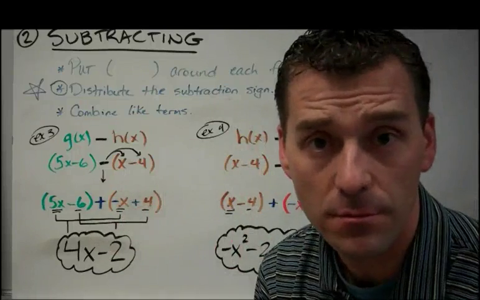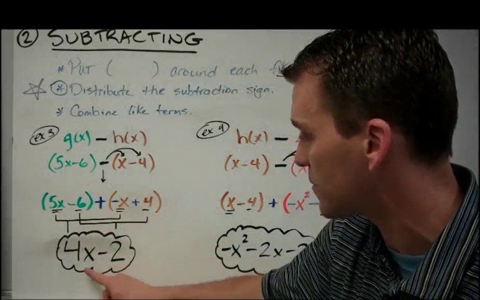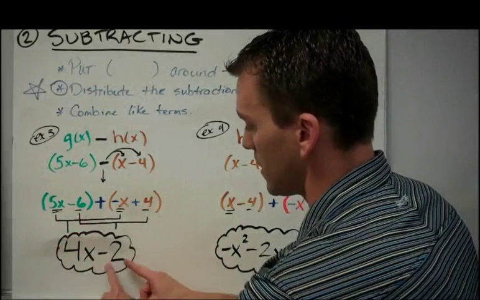As soon as you do that, phenomenal. Just combine your like terms. So 5x and negative x gives you 4x. And the 6 and the negative 4 give you a 2.